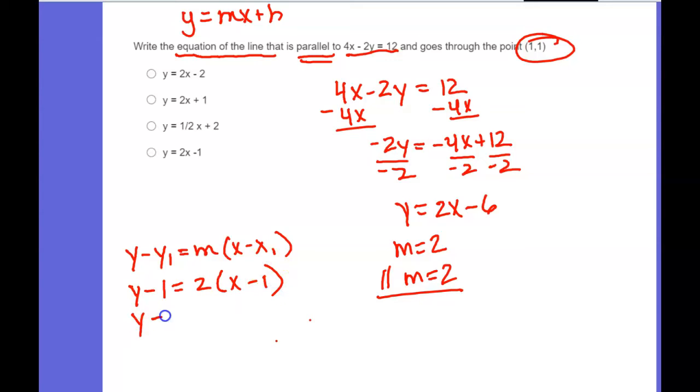We would distribute 2x minus 2, and then we would add that 1 to both sides. So our final equation of the line would be y equals 2x minus 1. And there it is. Negative 2 plus 1 is a negative 1. So always get your equation into slope-intercept form first, pull out the slope, and then do point-slope form.